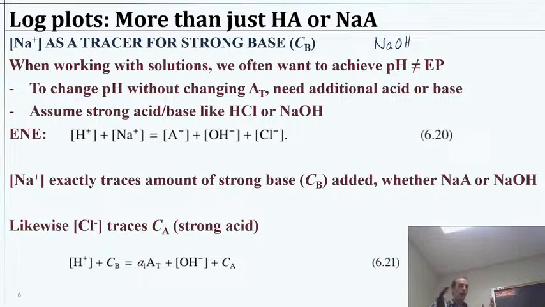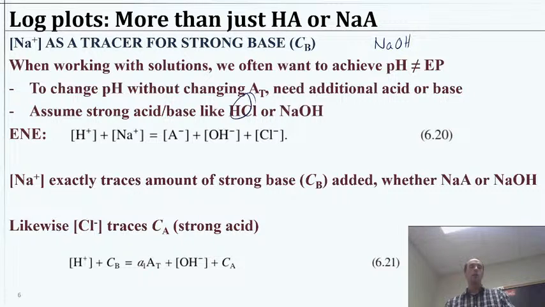But with a bigger picture, anytime we want to change pH without changing the amount of some acid that we're dealing with, let's say acetate, if we want to change the pH without changing the amount of acetate, well, we have to add some other strong acid or base, right? And so when we do that with another strong acid or base, whether it's HCl or NaOH, our electroneutrality is going to look something like this. H plus Na plus is equal to A minus plus OH minus plus Cl minus.